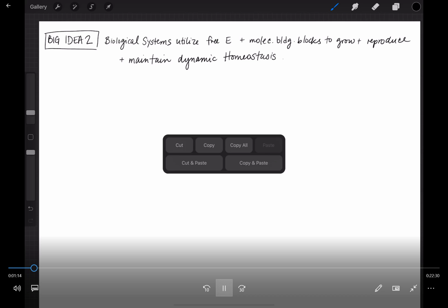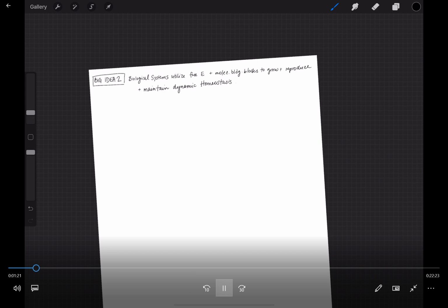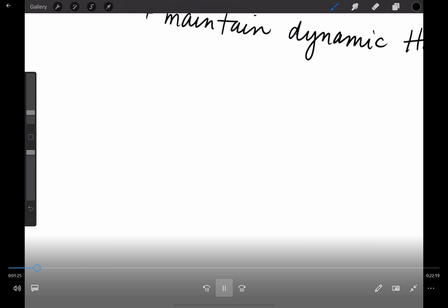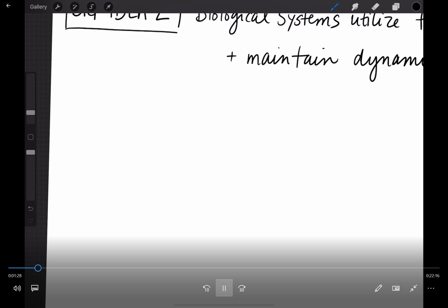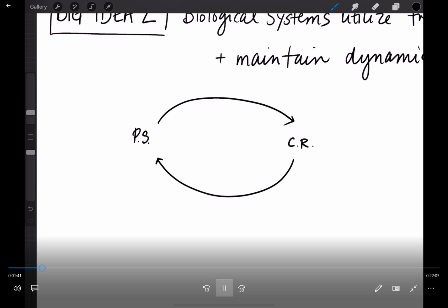So we had a whole unit on energy. So I'm going to summarize it in a small picture. And we're going to be focusing on the two main processes that deal with energy, mainly photosynthesis and cellular respiration. Okay, so I'm going to use PS for photosynthesis and CR for cellular respiration. And the energy kind of cycles because the reactants of one become the products of the other.